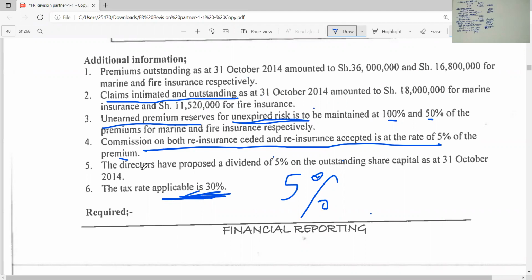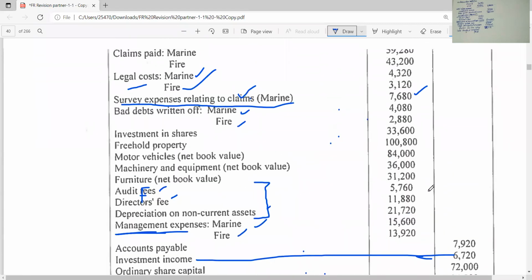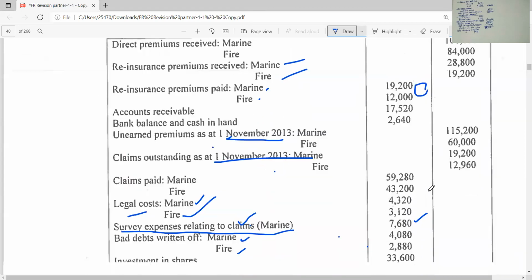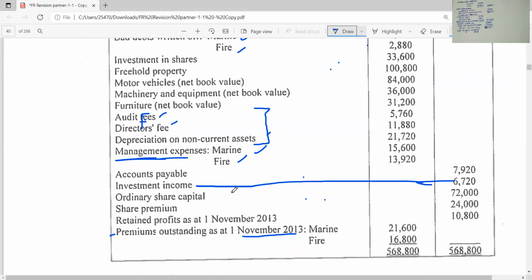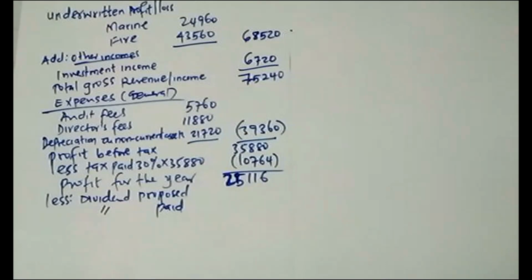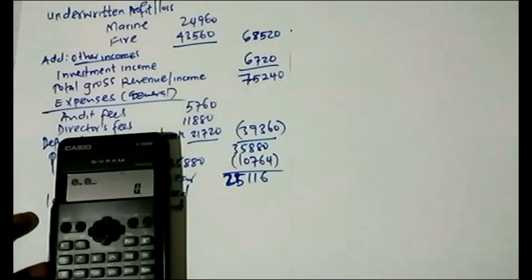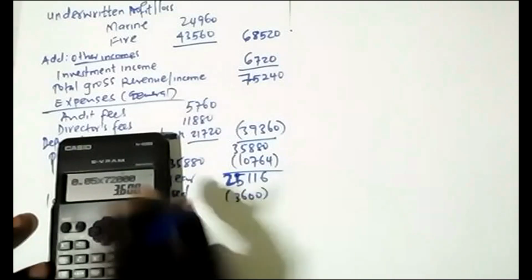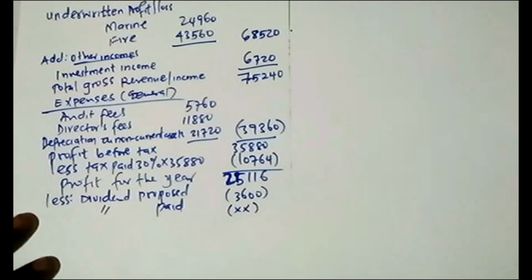Then they said under note 5, the directors have proposed a dividend of 5% on the outstanding share capital as of 31st October 2014. So you go to the outstanding share capital, that is ordinary share capital, and you take 5% of that. So our ordinary share capital is 72,000. So that is how you get the proposed. So 0.05 times 72,000, I'm getting 3,600. That is the proposed. For paid, there was nothing concerning paid.